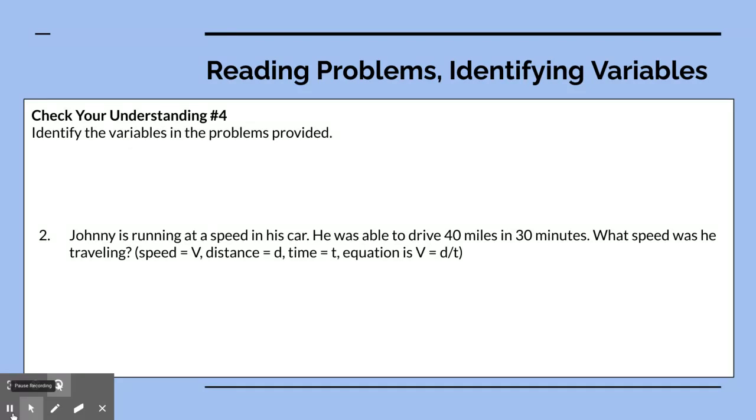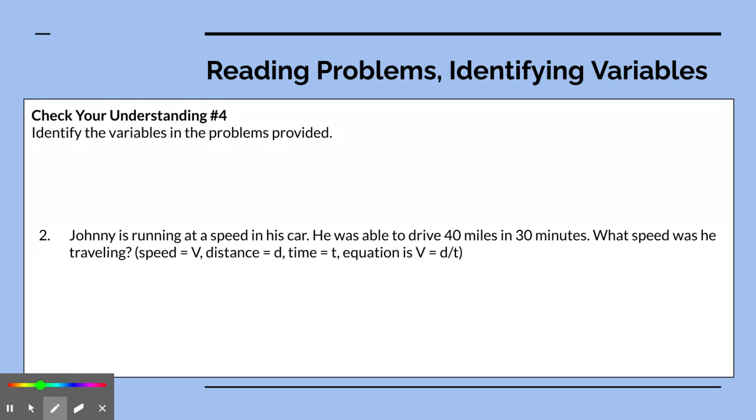Okay, so let's look at number 2 now. Johnny is driving at a speed with his car. He was able to drive 40 miles in 30 minutes. What speed was he traveling?